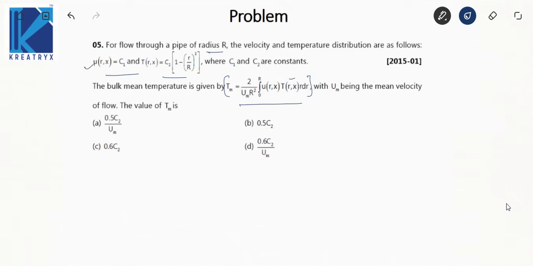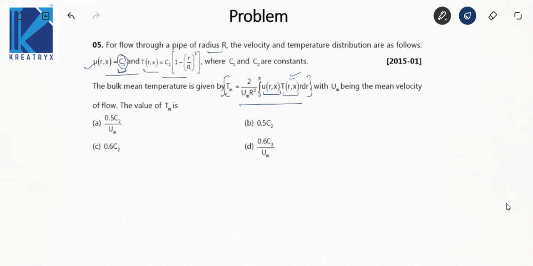U is given as this. Note that it is independent of r, it is a constant, and the temperature distribution is also given as this, where C1 and C2 are constants. The bulk mean temperature equation is given, with um being the mean velocity of flow. The value of Tm is... the equation has been given, u(r,x) is given, T(r,x) is given, all you have to do is integrate this.